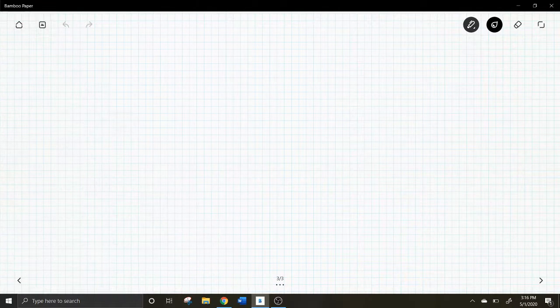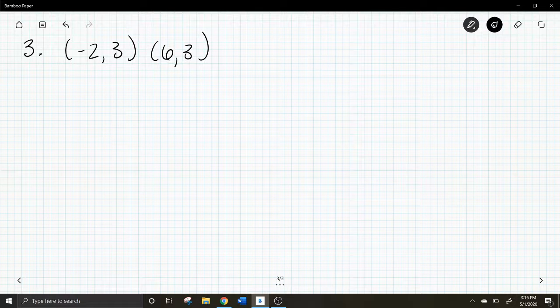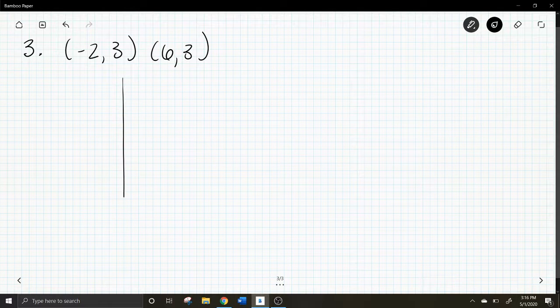All right, number 3. What are the coordinates of the point halfway between (-2, 3) and (6, 3)? So one of the easiest ways to solve this would be to just plot those points out. So get some graph paper, try to make it as neat as possible. Use those lines. Okay, that's the reason for these lines, is to make your graph neat and readable. Legible is the word there, but that's okay.